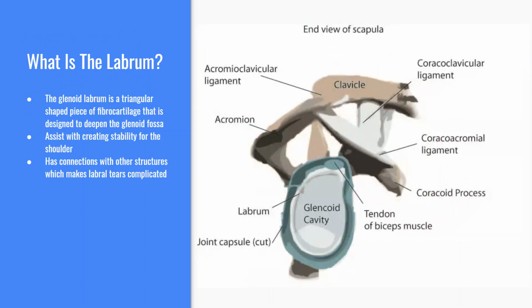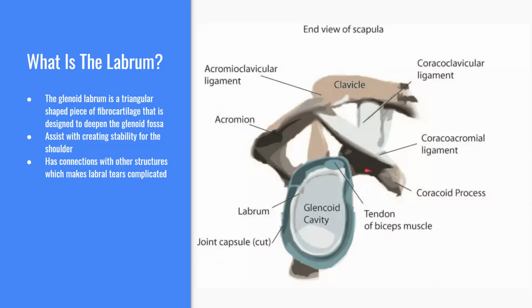So looking at the anatomy, right? So what is the labrum? The glenoid labrum, right? You have a labrum in your hip and a labrum in your shoulder. So the glenoid labrum in the shoulder is a triangular shaped piece of fibrocartilage that is designed to deepen the glenoid fossa. It assists with creating stability for the shoulder and has connections with other structures, which makes labral tears complicated.